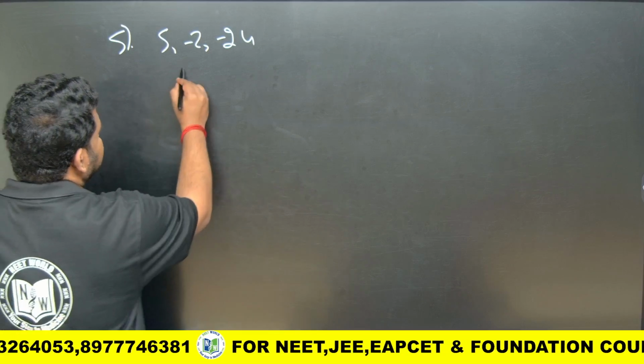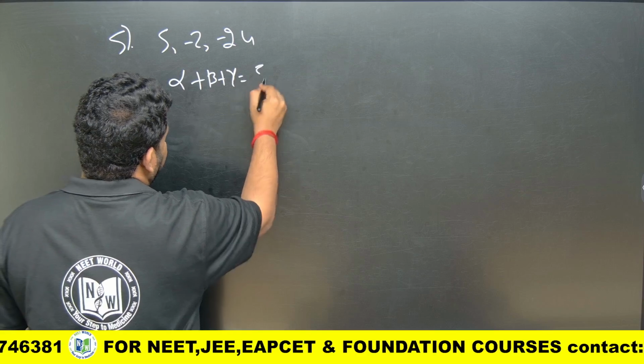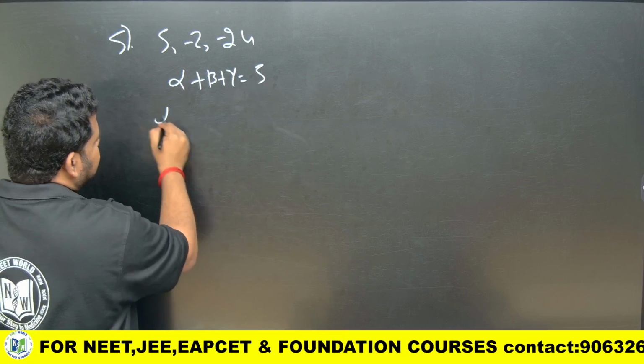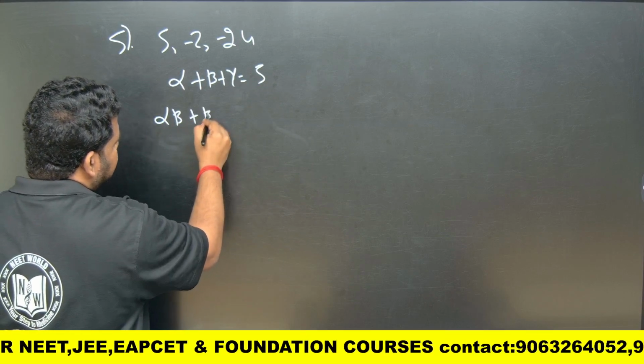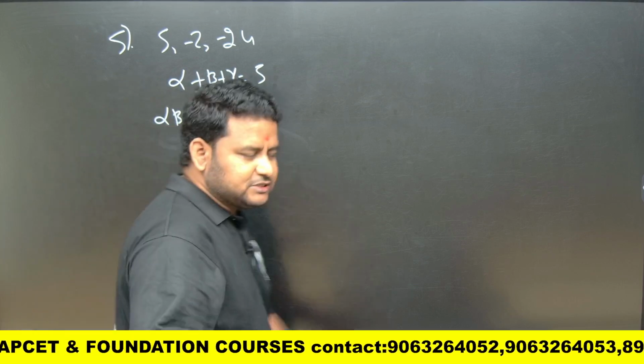So 5 is the sum of the zeros, alpha plus beta plus gamma. Product of the zeros taken two at a time is what? Alpha beta, beta gamma, gamma alpha. So in the previous two questions, what had they given?